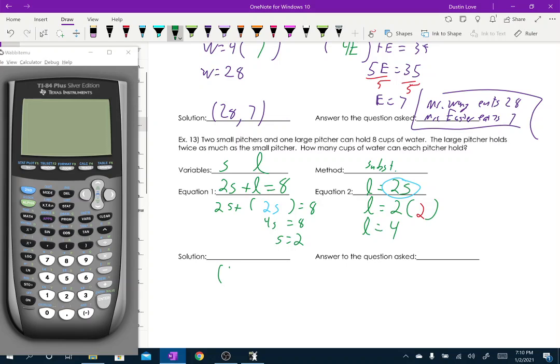So again, my solution happens at the point 2, 4, but the question asks how many cups of water can each pitcher hold? Well, a large pitcher holds 4 cups, and a small pitcher holds 2 cups.